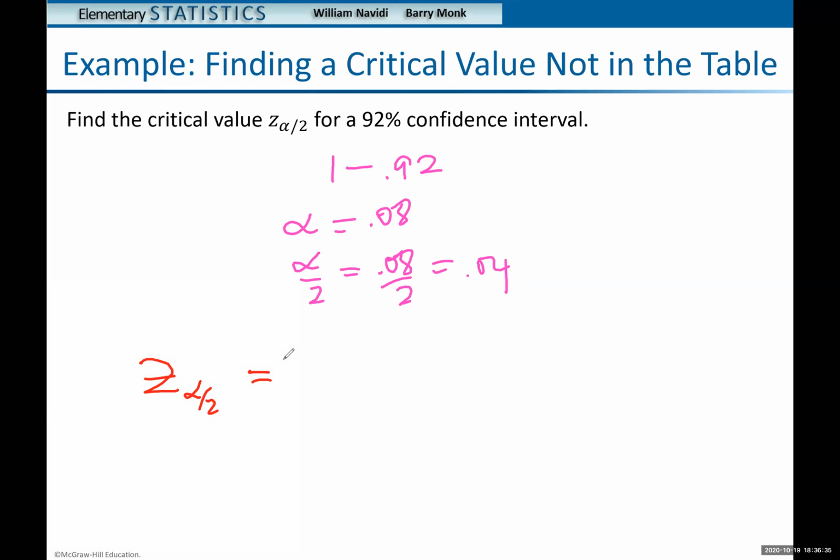And z of alpha over 2, what do we do again? Inverse norm of 0.04. And what do you get here?